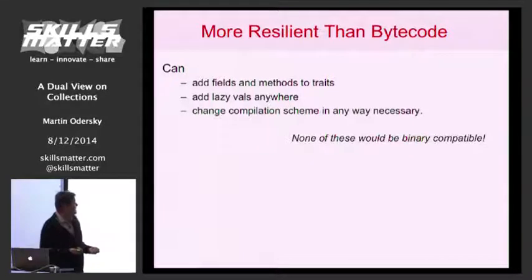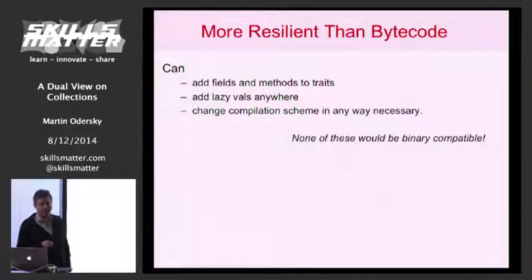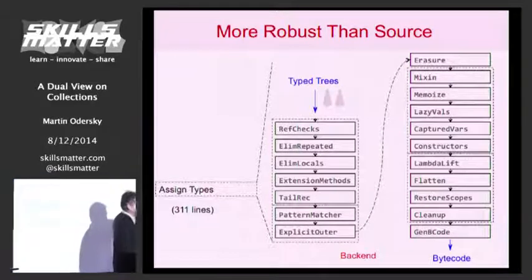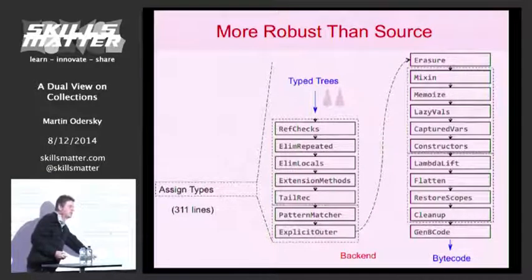It's much more resilient than bytecode because we can now add fields and methods to traits, add lazy vals anywhere, change the compilation scheme in any way necessary. And none of these would be binary compatible so far, but now they are. Because all of these things happen in here. And if something happens in here, well, that's just generating the bytecode.